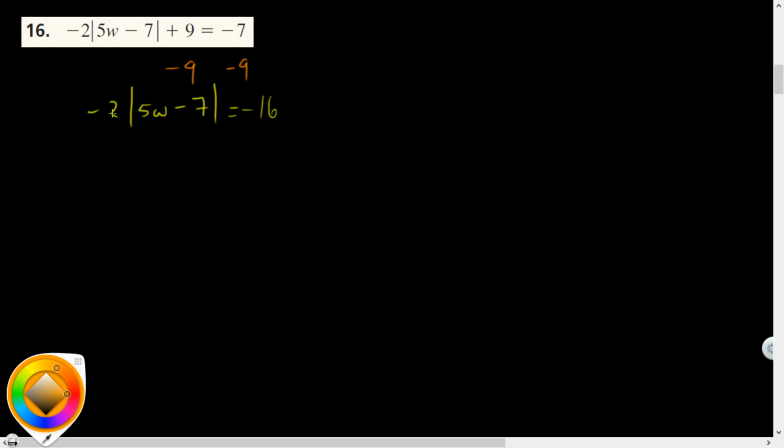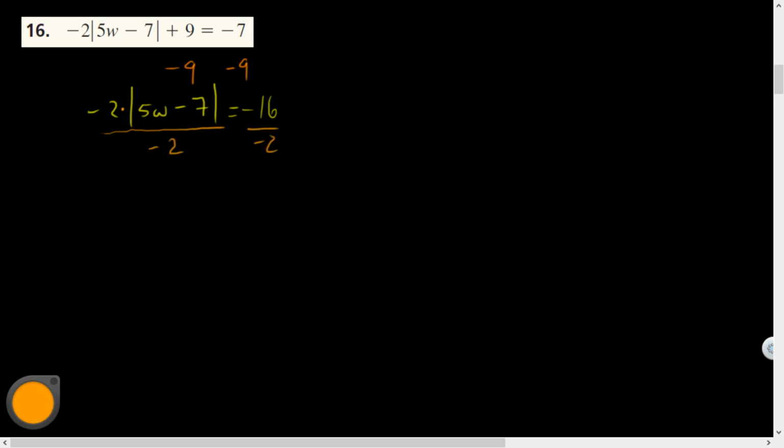The absolute value is being multiplied by -2. It's illegal to distribute into an absolute value, so I will divide both sides by -2. These would in fact cancel out, and I'll get the absolute value by itself. I'll get the absolute value of 5w minus 7 equals, negative divided by negative is positive, which fortunately we needed. 16 divided by 2 is 8.